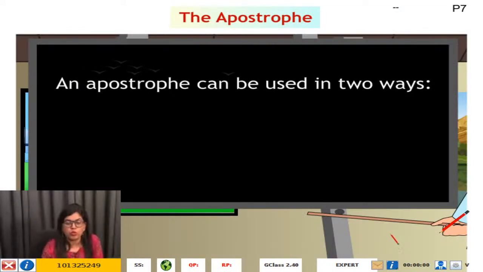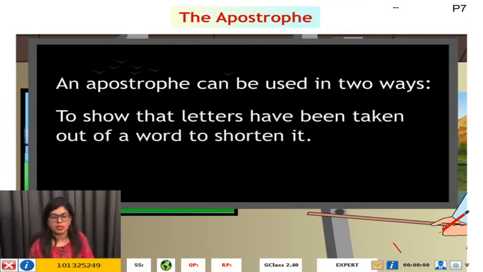The apostrophe. So we have learned about semicolon, colon, quotation marks. Now we are going to learn about apostrophe. Okay, so what is an apostrophe? An apostrophe can be used in two ways. To show that letters have been taken out of a word to shorten it. Sometimes we take out some letters from a word to shorten that word.